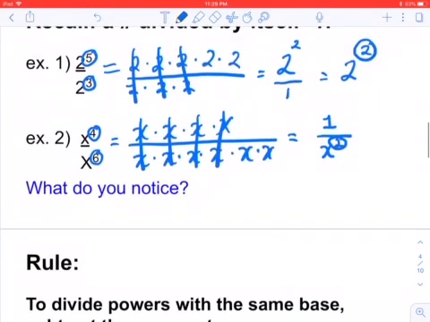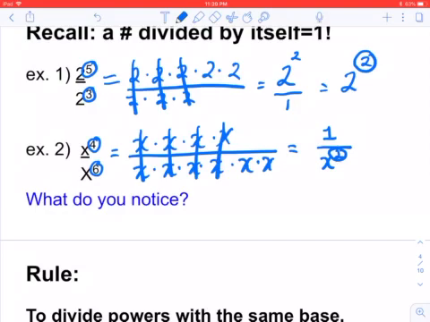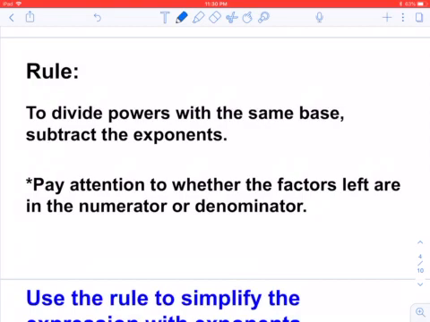Okay, hopefully you noticed, back on the first example, that 5 minus 3 gives us 2. And if I take the larger number, 6 minus 4, that also gives us 2. We notice that in the second example, the x's are in the bottom because there are more powers of x, so that's where they're left over. So let's look at what the rule is. I want you to copy this rule down. To divide powers with the same base, subtract the exponents.